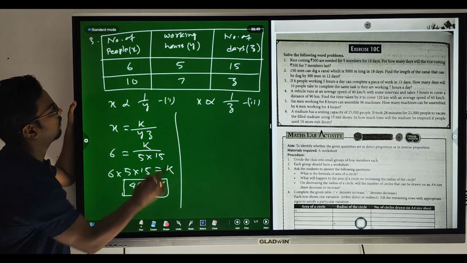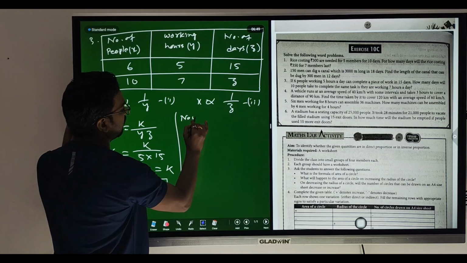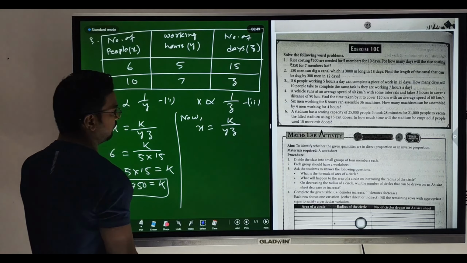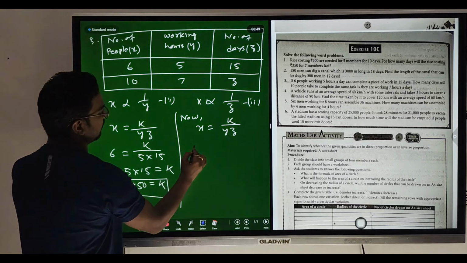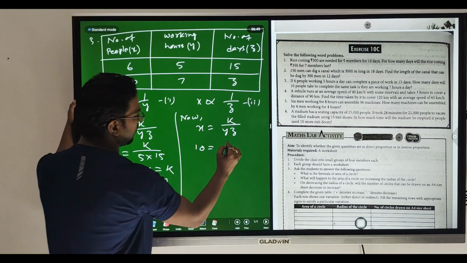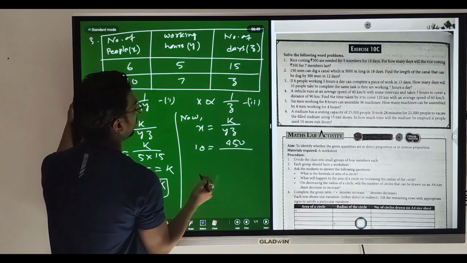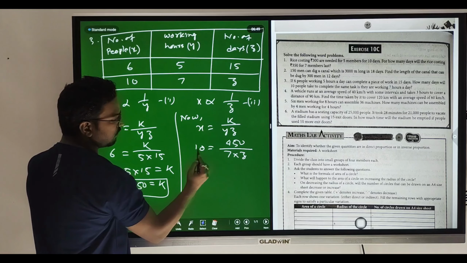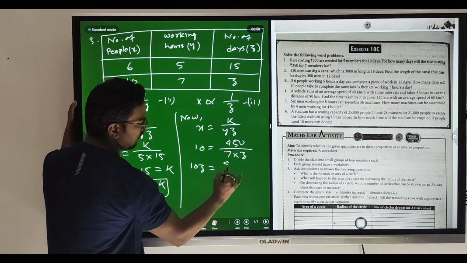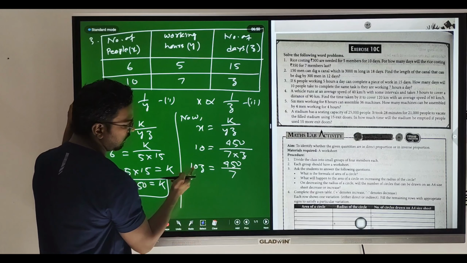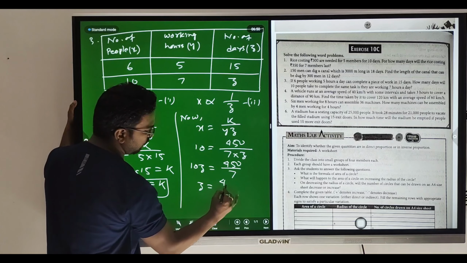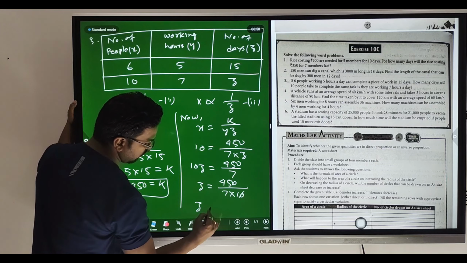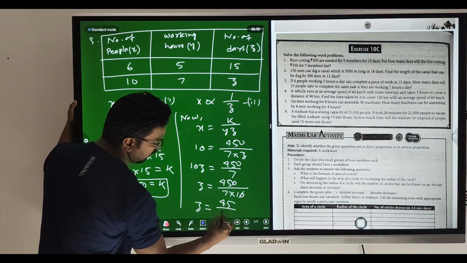Now we'll apply the same thing in the second part. Again we'll apply the same formula, x equals k by yz. So here x is 10, the value of k is 450, the value of y is 7 and z we don't know. So you bring this z to the other side, it will become 10z equals 450 by 7. Again bring this 10 to the other side, it will divide. So 450 divided by 7 into 10. So this will get cancelled. So z equals 45 by 7.